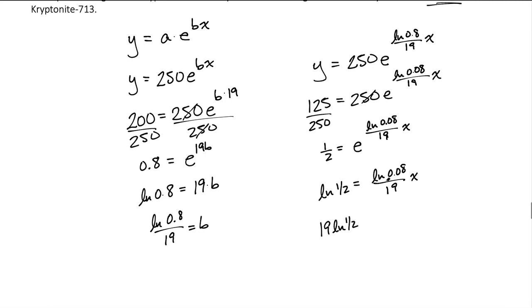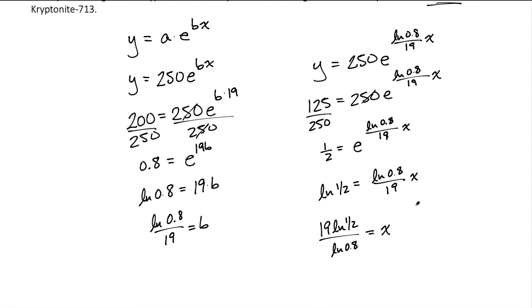and divide by this natural log of, that's not 0.08, I totally messed that up right there, didn't I? I'm sure you caught that. Over the natural log of 0.8. Glad I caught that mistake.